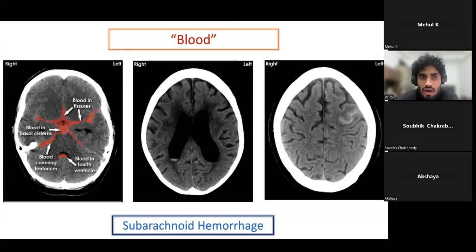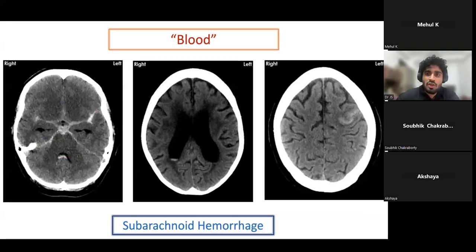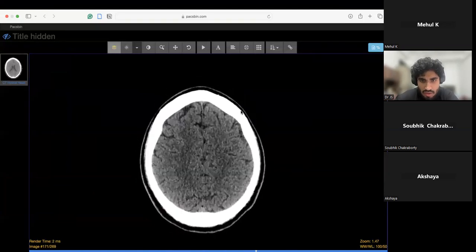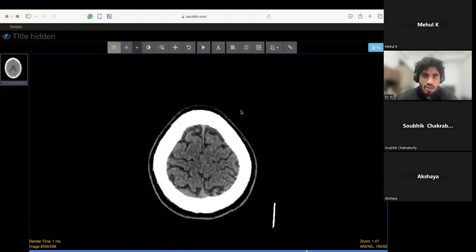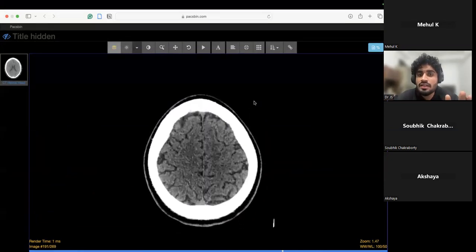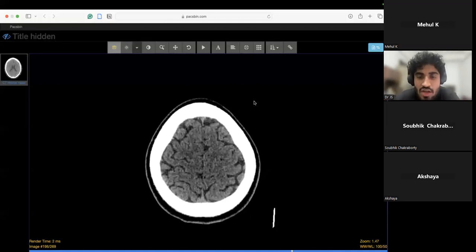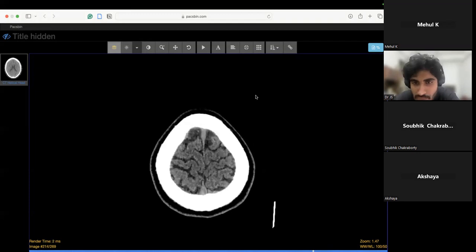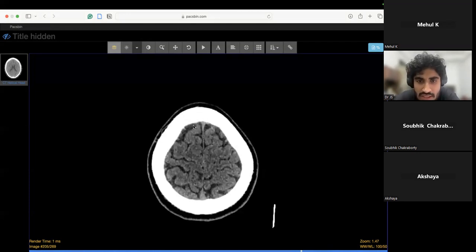Okay, now coming to the other important space. I'll show you one thing. Can you see this CT, anyone please? Yes, sir, we can see. This is the topmost part. I'm scrolling down. Now you can see this one.